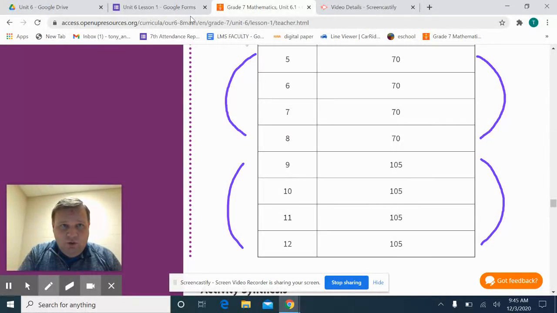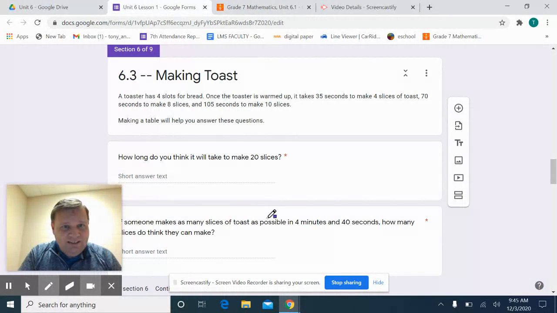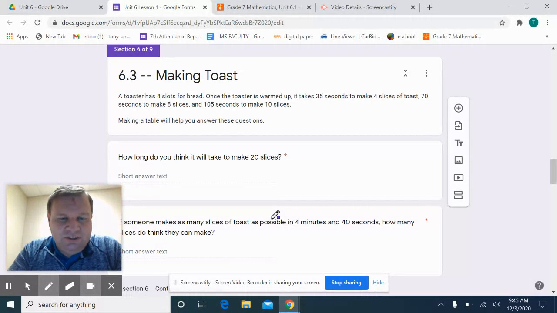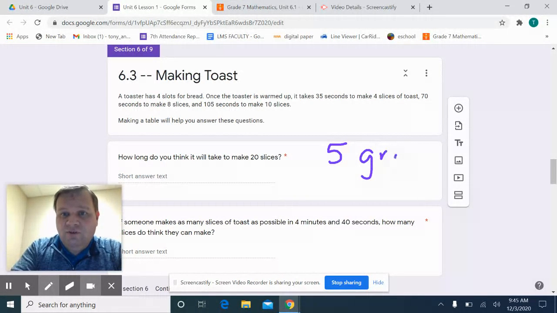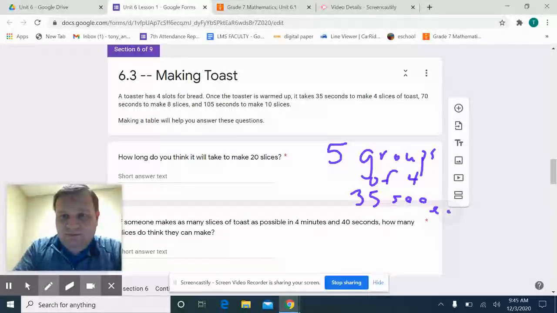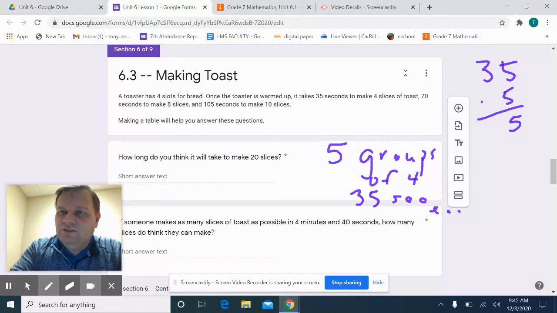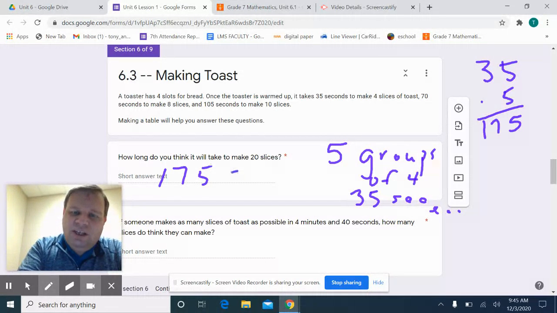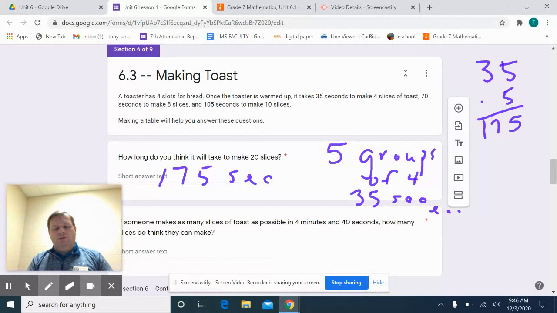All right, so in our question, if it's asking us, how long do you think it will take to make 20 slices, we need to know how many groups of 4. Well, in 20, there are 5 groups of 4. Okay? So what that means is we have 5 groups of 35 seconds each. So if I multiply 35 times 5, that's going to give me a total of 175 seconds. So here we're looking at the groups. The groupings are more important.